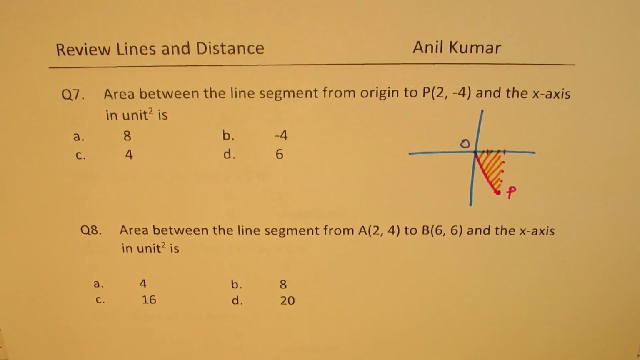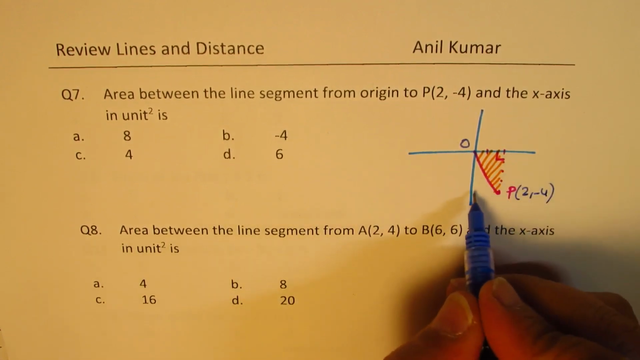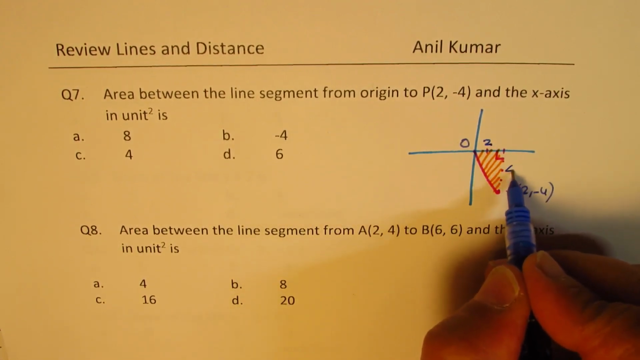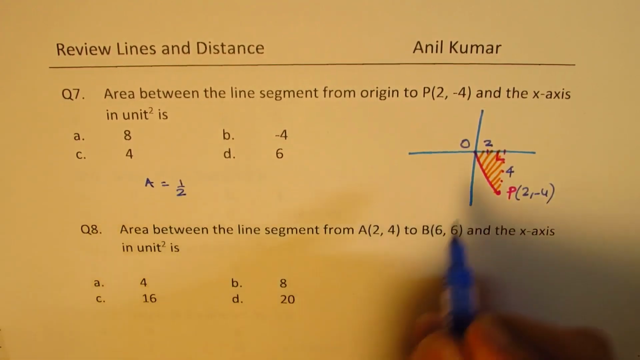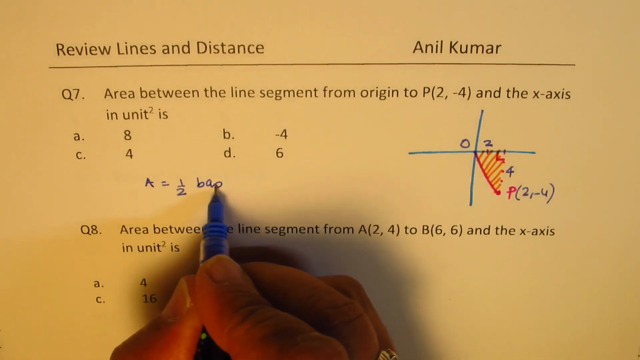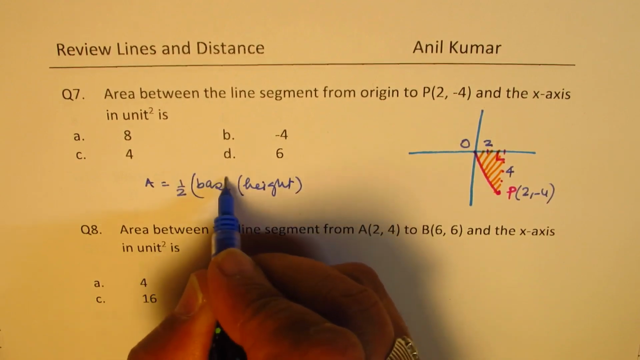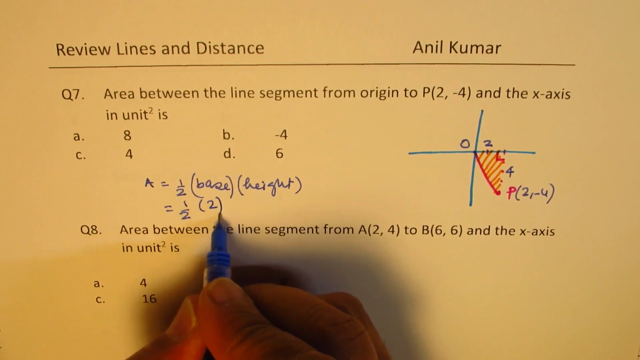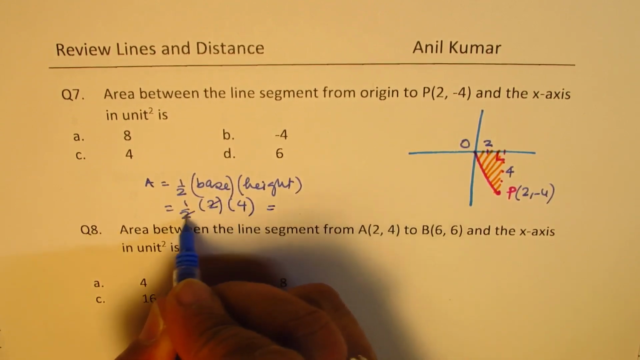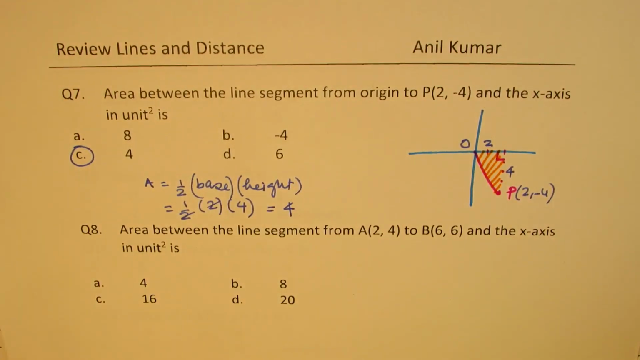So that is basically a right triangle. The coordinates of the point are given to us as 2, minus 4. That means this side is 2, this side is 4, right? So the area will be equal to half of base times height, right? Area is always positive, never negative, right? So it is half of base 2 and height 4, correct? So that gives us the value of 4. Option C is the right option.